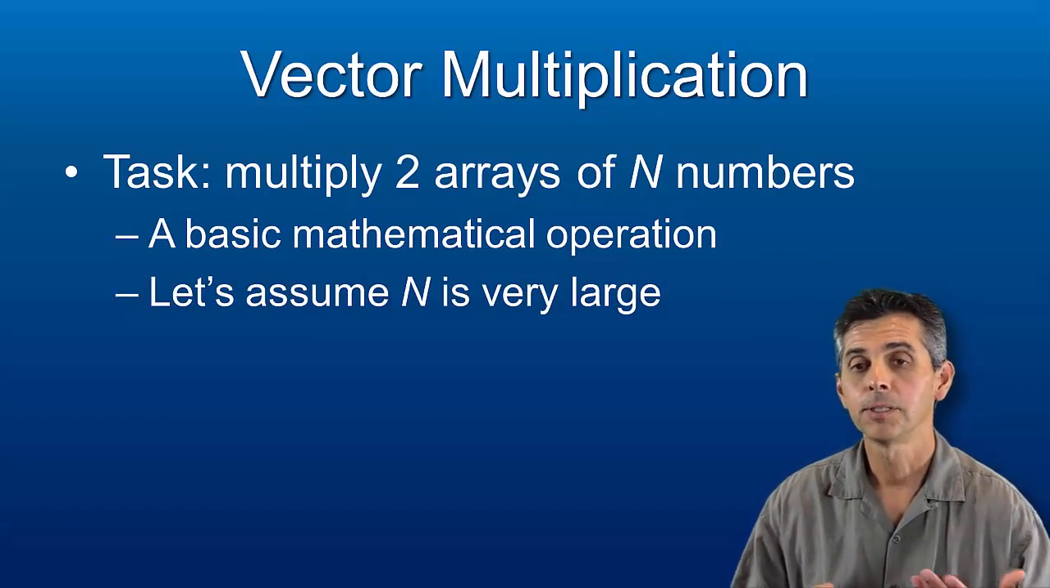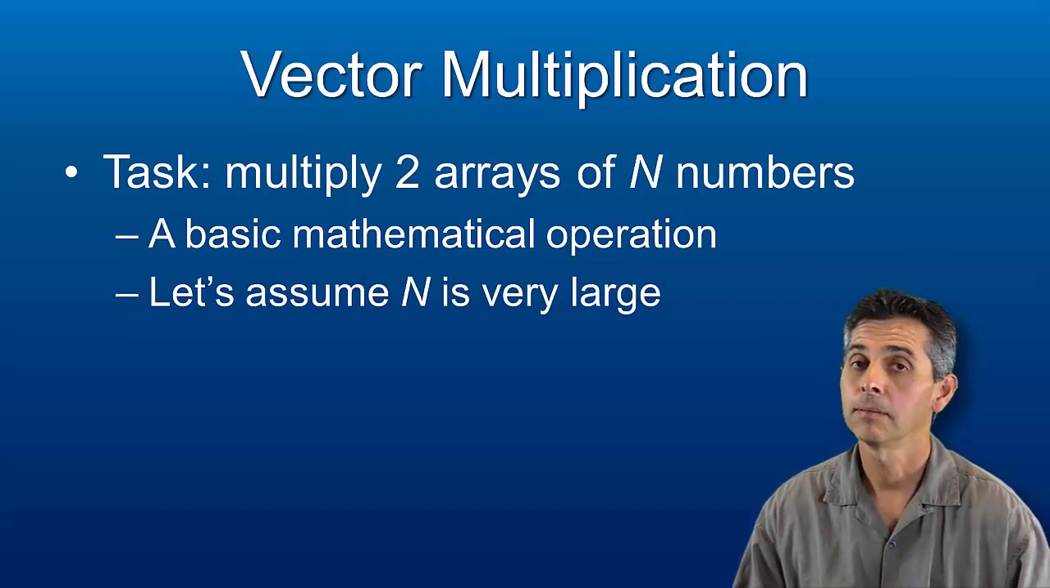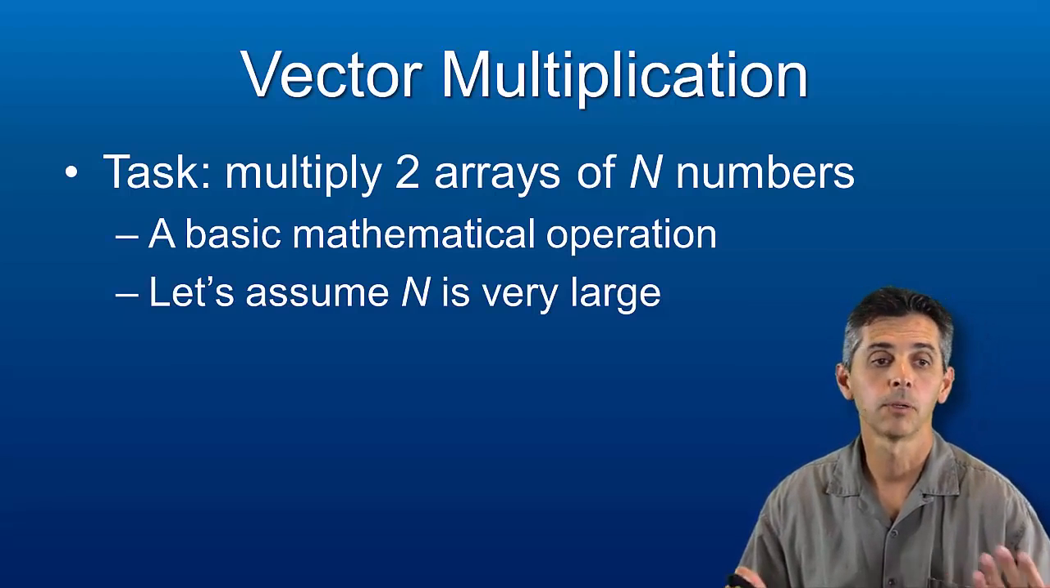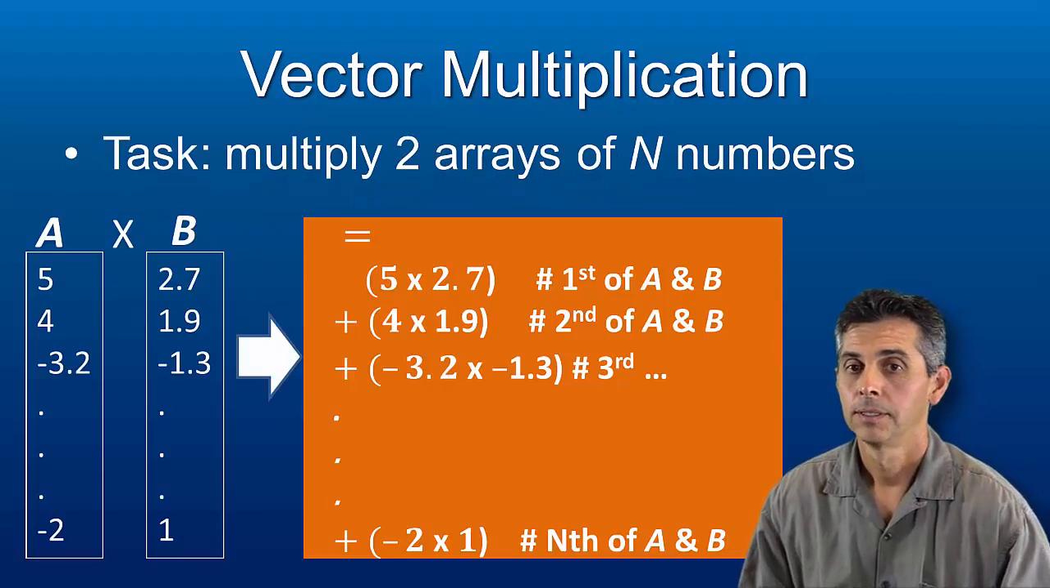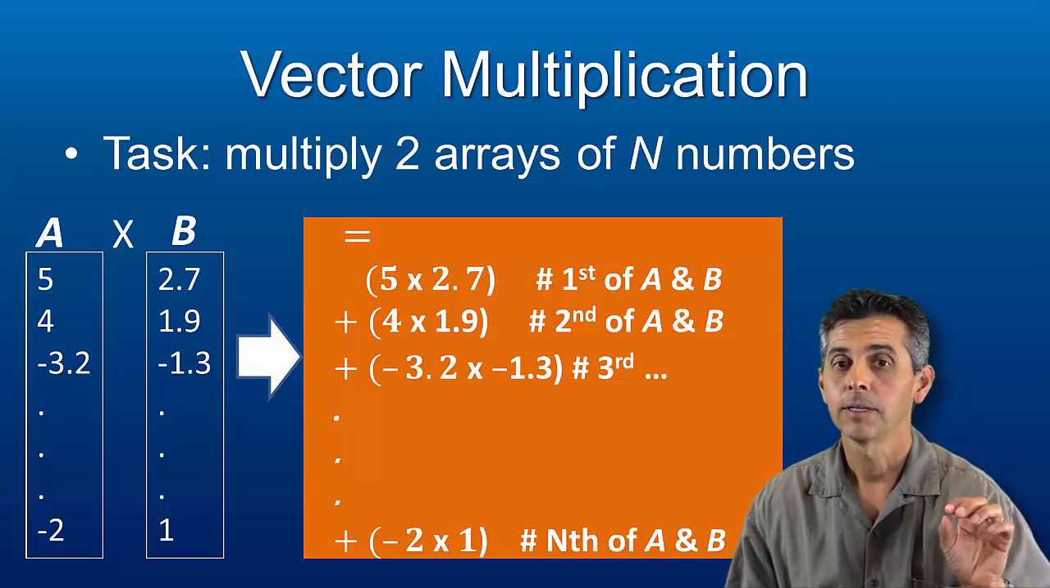A vector is simply an array of numbers. Vector multiplication is a basic operation in mathematical analysis. Imagine you have two arrays of numbers and you're just going to multiply them together. The process of vector multiplication is to take the elements and multiply those together.